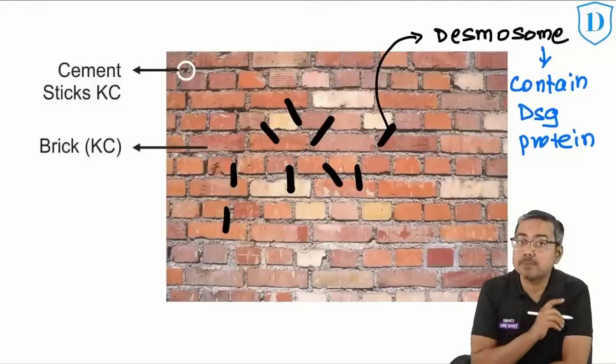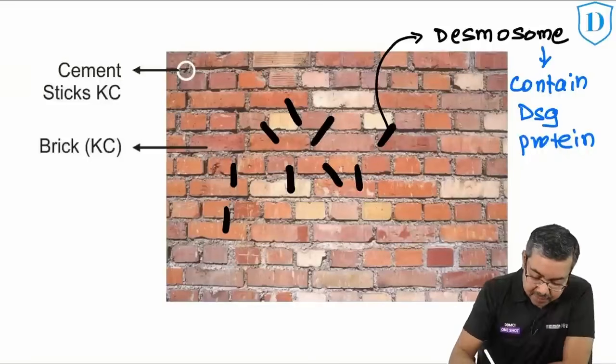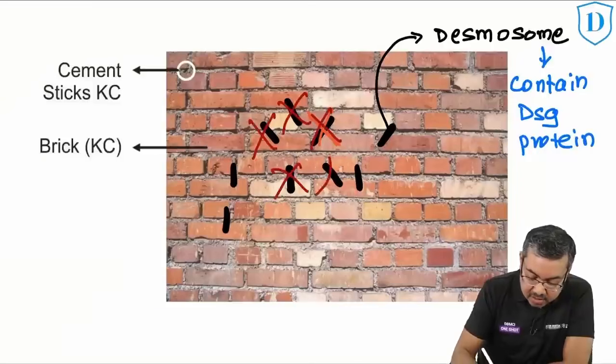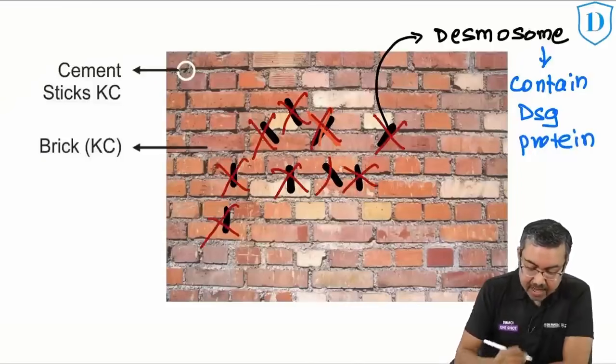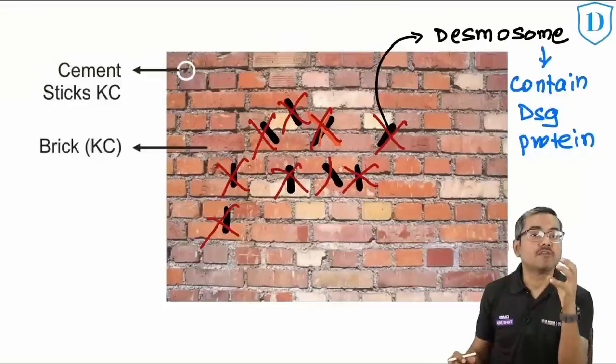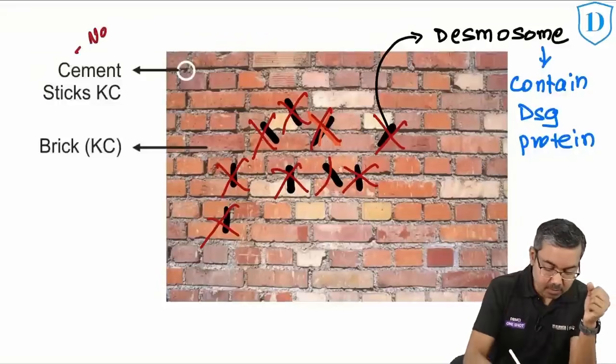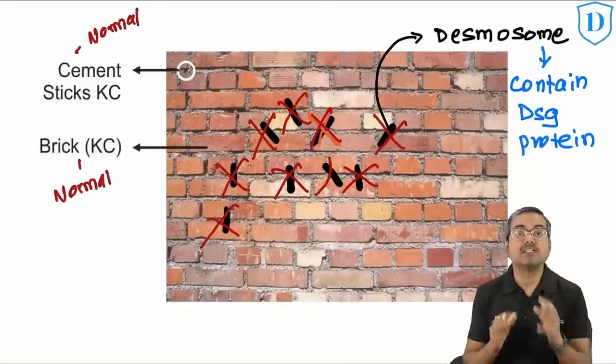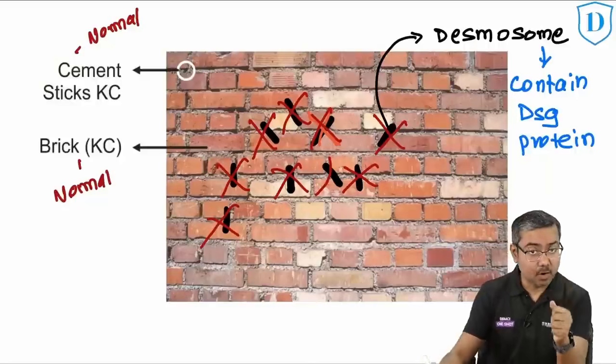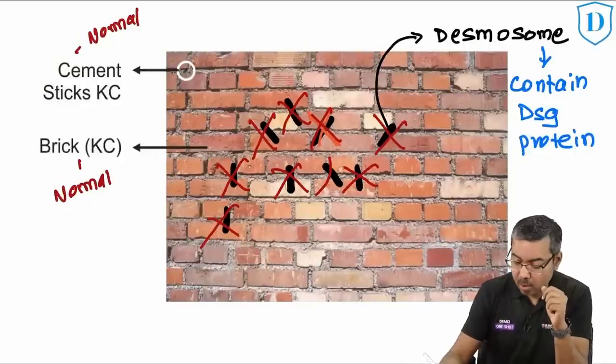What happens in pemphigus foliaceus? Your desmosomes start getting ruptured. This cross means you are rupturing them, and that is the pathogenesis of pemphigus diseases in general. So the cement is normal, the brick is normal, but the desmosomes are collapsing. That's what we know as the central pathology of pemphigus.